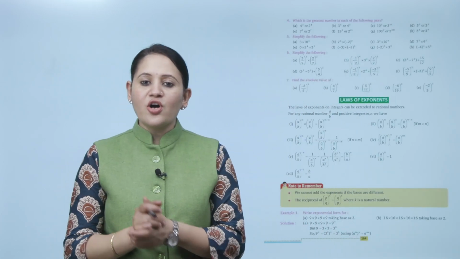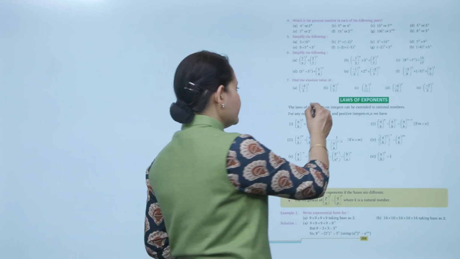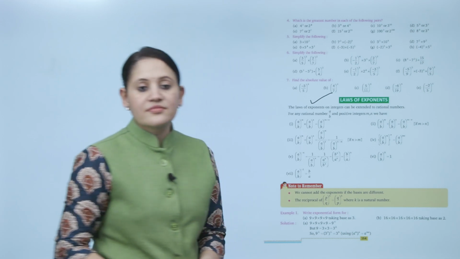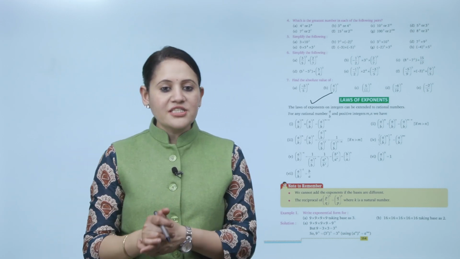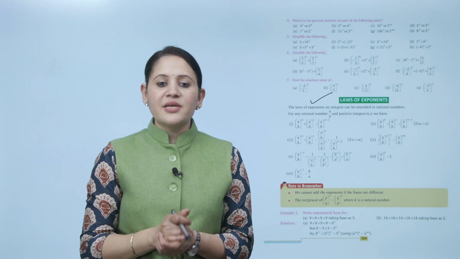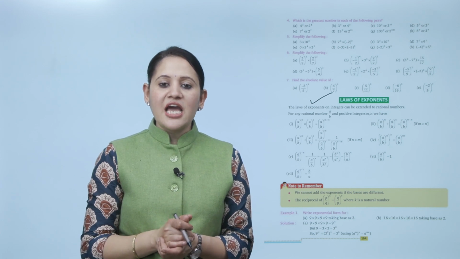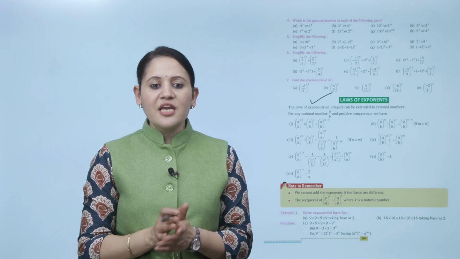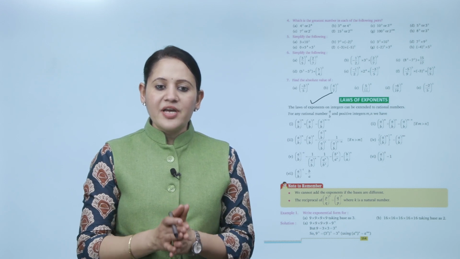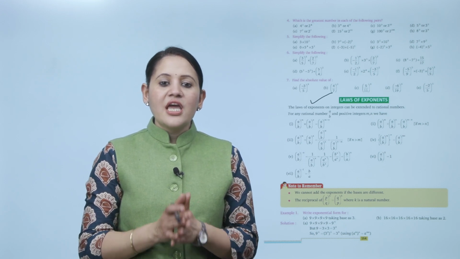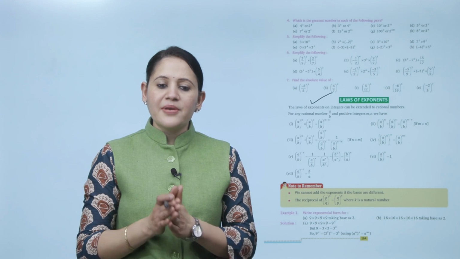Next is laws of exponent. The laws of exponent on integer can be extended to rational number. For any rational number a upon b, and positive integers m and n, we have (a upon b) to power m multiplied by (a upon b) to power n, that is equal to (a upon b) to power m plus n.